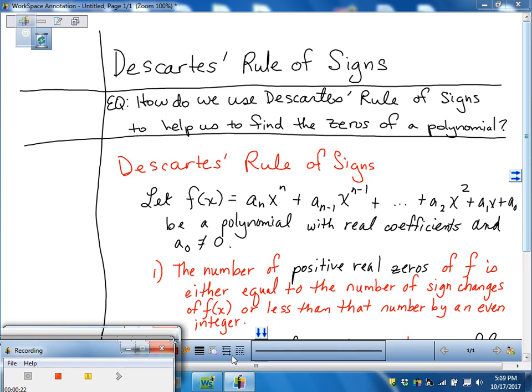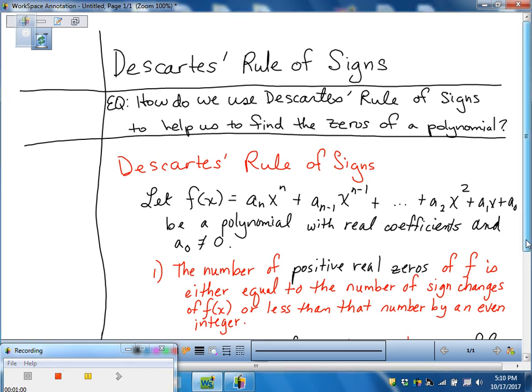Descartes' rule of signs, first thing we're assuming is that we have a polynomial and it's in descending order. So it's a sub n, x to the n, and then you'll notice the next one goes down by 1 degree because we subtract 1, all the way down until we get a sub 2 x squared plus a sub 1 x plus a sub 0. So this is a polynomial. It has real coefficients, and we're also going to state that a sub 0 is not 0. So we do have a constant term here on the end.